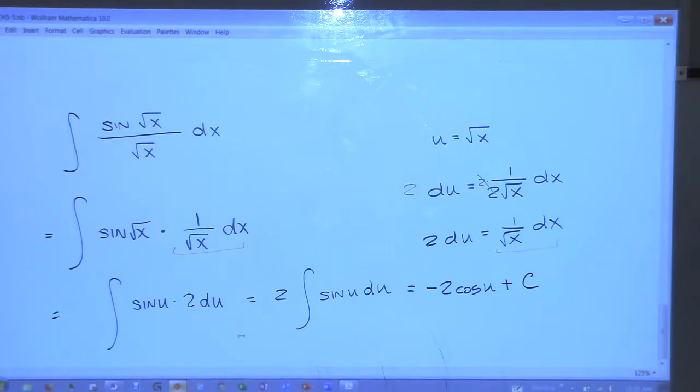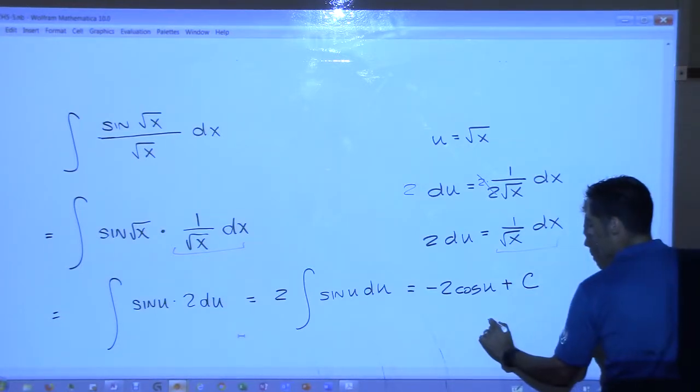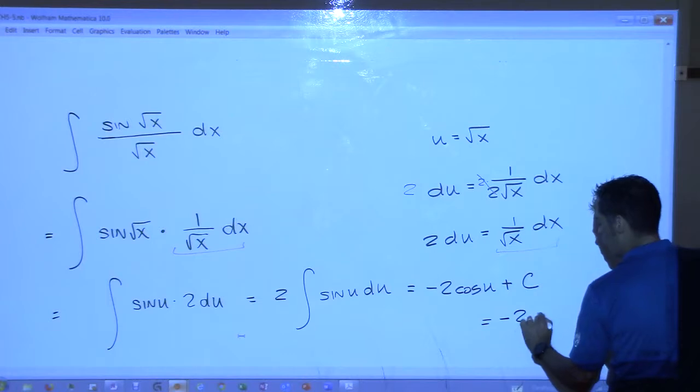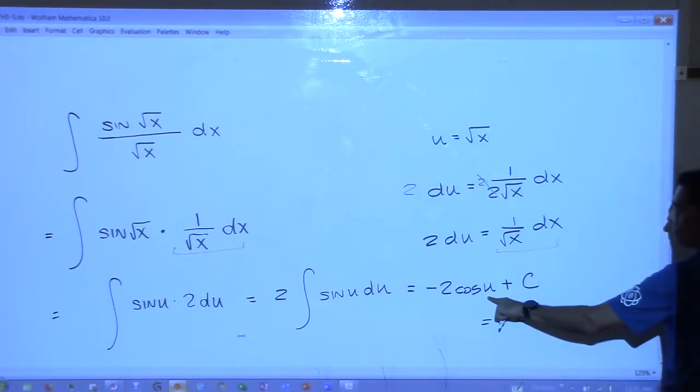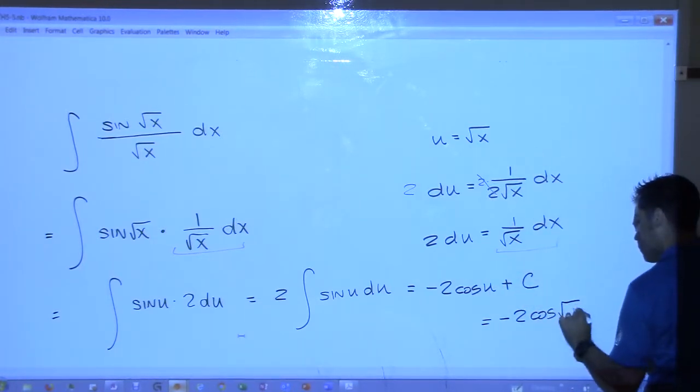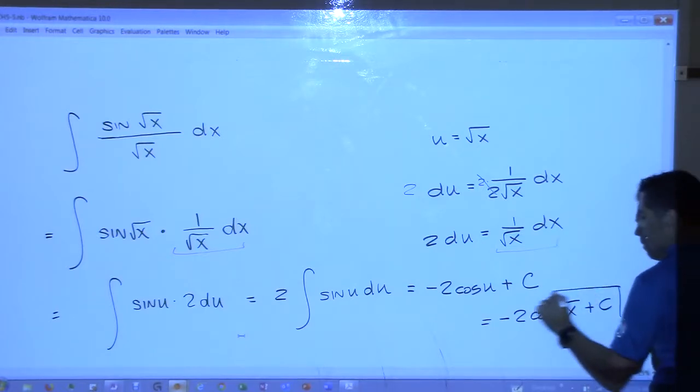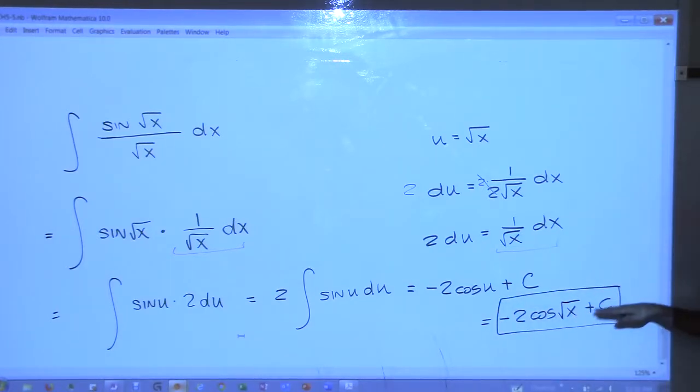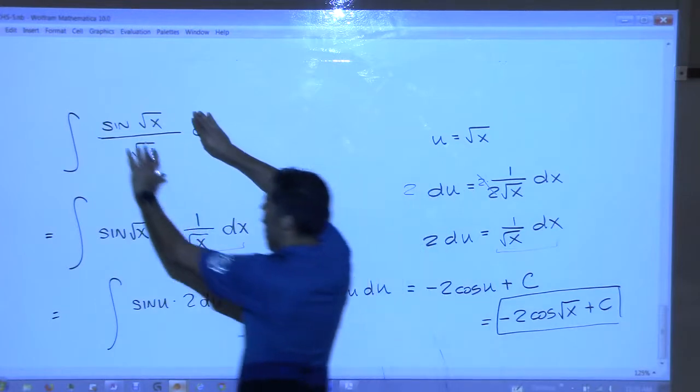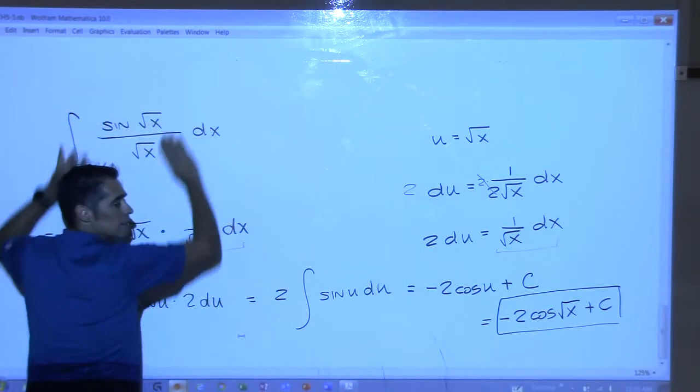And last step, because we're not done, replace u. What was u? Root x plus c. So if we take the derivative of this, we should get back this expression right there inside. That's what we should get.